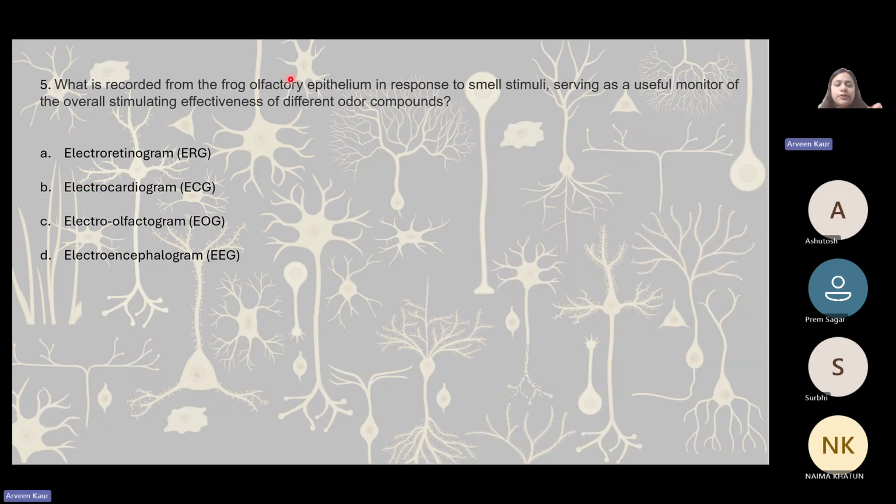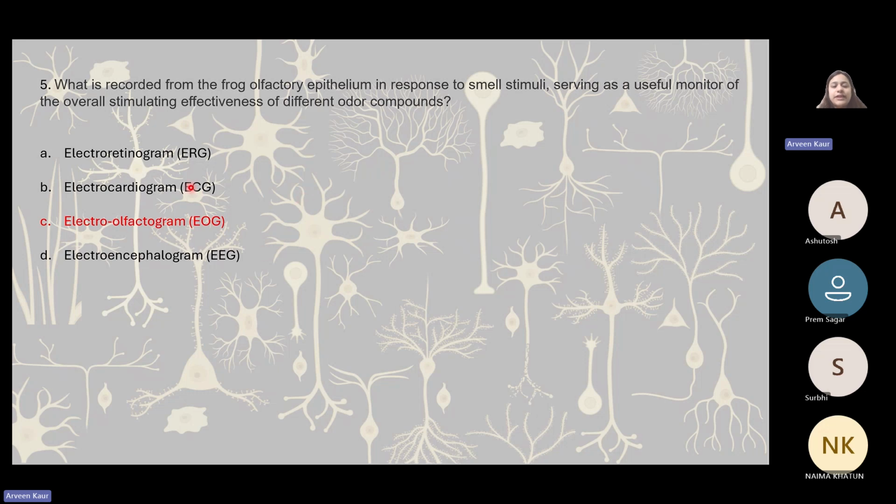Then what is recorded from frog olfactory epithelium in response to smell stimuli, serving as a useful monitor of overall stimulating effectiveness of different odor compounds? Is it electroretinogram ERG, or electrocardiogram ECG, or electroolfactogram EOG, or electroencephalogram EEG, right? Again, the question has the answer within itself. Olfactory epithelium is being recorded, so it is going to be electroolfactogram, right?